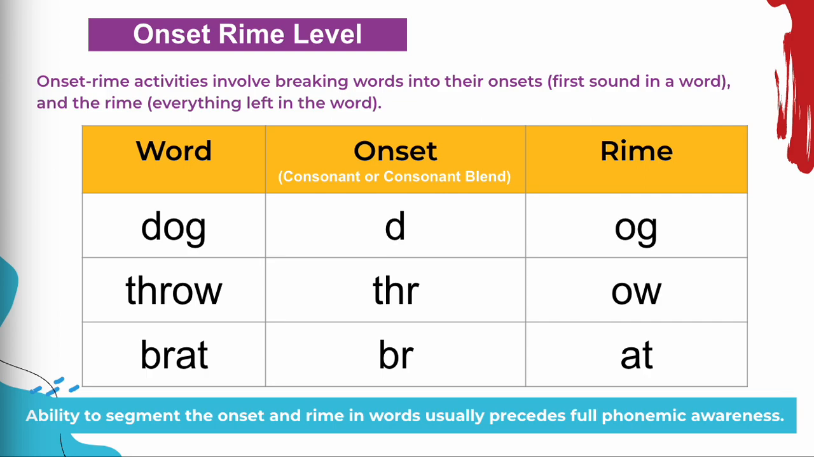Onset rhyme activities involve breaking words into their onsets, which are the consonants before the vowels, and the rhyme, which is everything that's left in the word. The onset is the initial phonological unit of the word, for example, the k in cat. And the term rhyme refers to the string of letters that follow, so the at in cat. So onset is k, at is the rhyme.